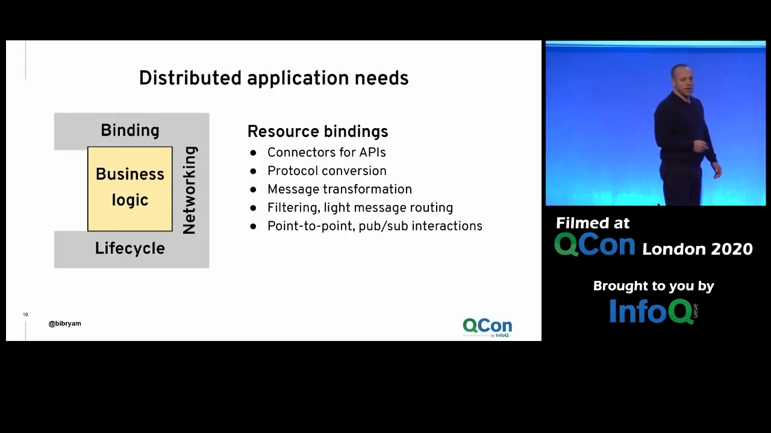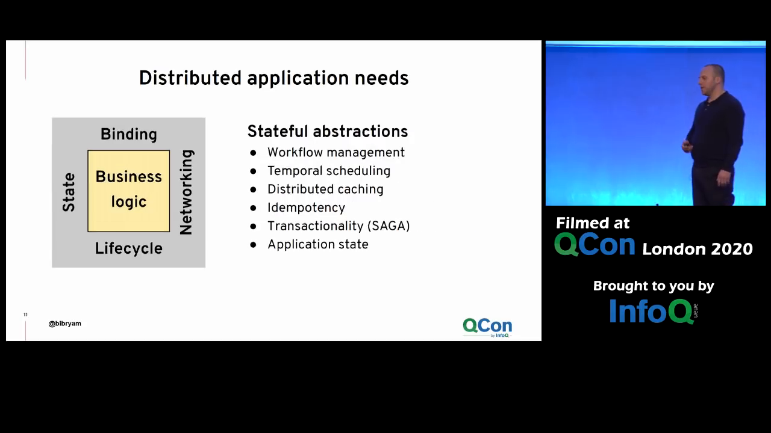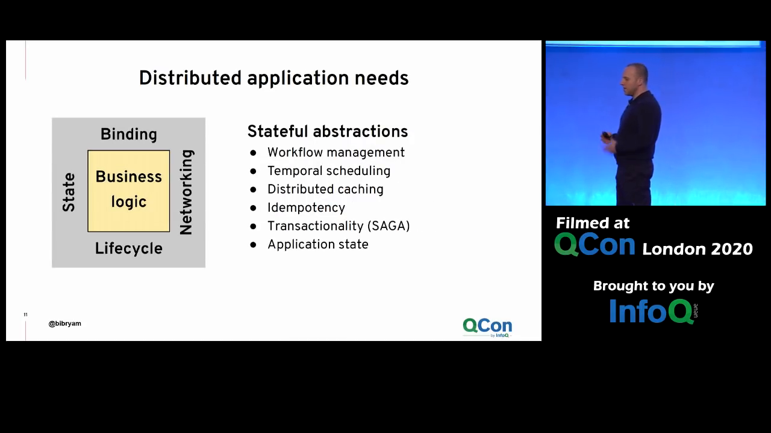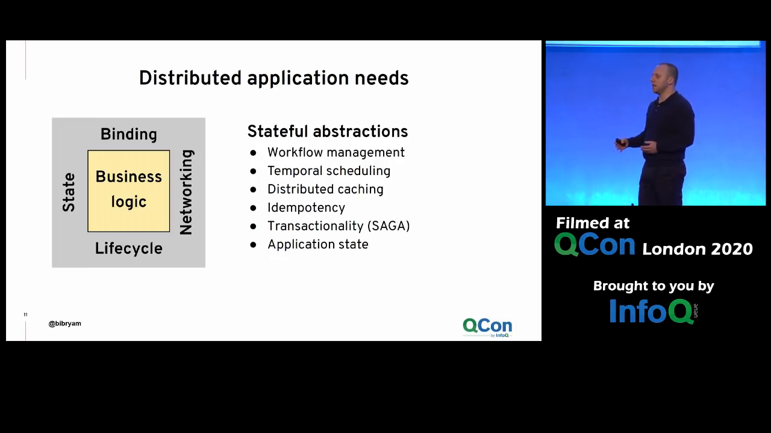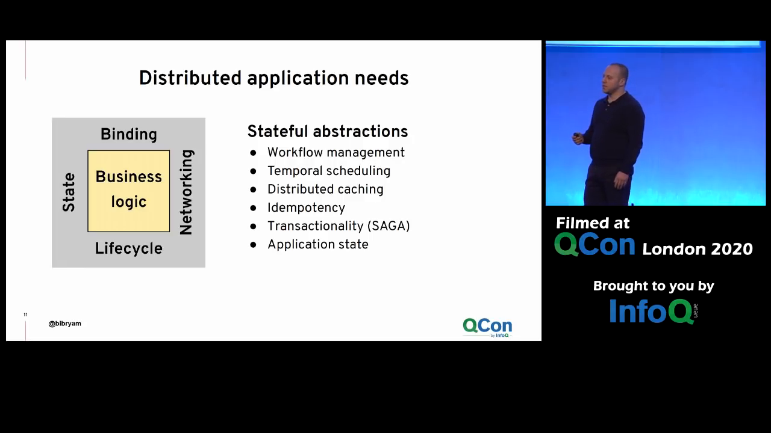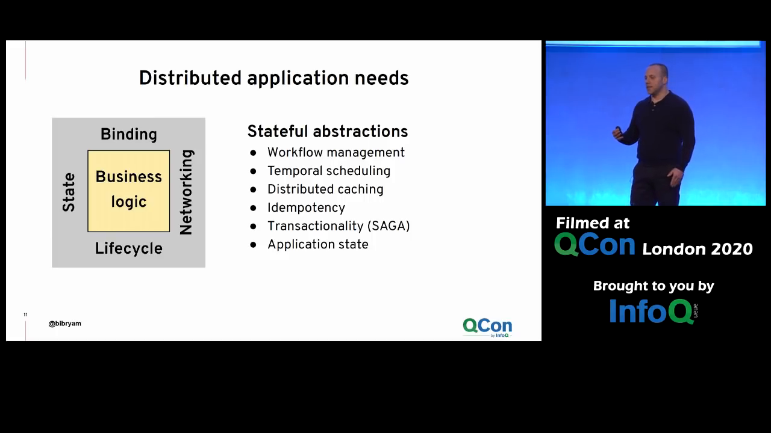What do you think is the last category? It is state. So when I say state and stateful abstractions, I'm not talking about the actual management of state, such as what the database does or a file system. I'm talking more about developer abstractions that behind the scenes rely on state. So probably you need to have the ability to do workflow management. Maybe you want to manage long-running processes. You want to do temporal scheduling, so some kind of cron job to run your service periodically. Maybe you want to do also distributed caching.